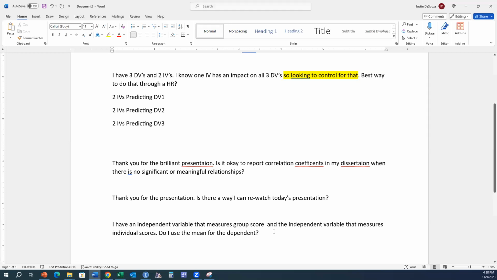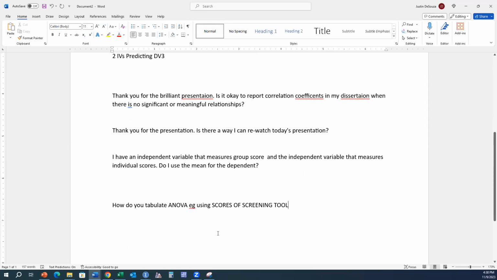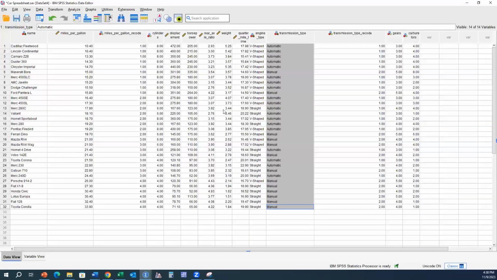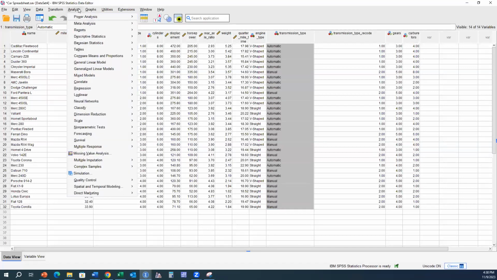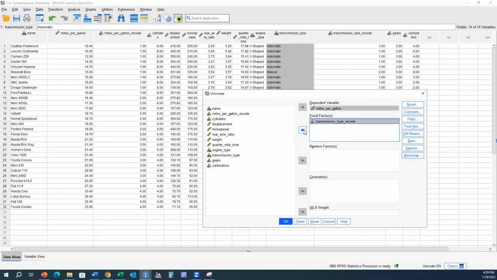Question from Innocent. How do you tabulate an ANOVA using scores of a screening tool? Again, with just a sentence, there's not much information; I need more detail. But to run an ANOVA, we can look at an example here. Maybe that will help answer your question. You go to Analyze, then General Linear Model. There are a few different ways to do this, but do a univariate, and then you put in your dependent variable up here, and your independent variable in the factor box like this.